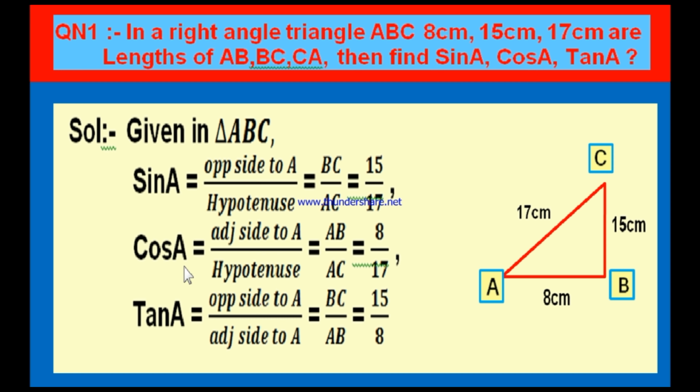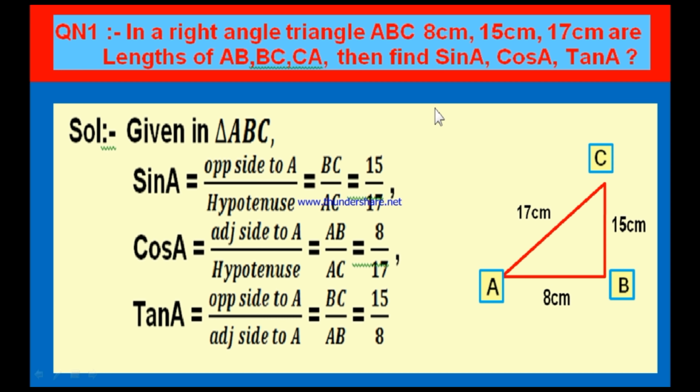Now, let us find cos A. What is the formula to find cos A? Cos A is equal to adjacent side to A by hypotenuse. For the angle A, what is adjacent side? Adjacent side is this AB. By hypotenuse is AC. Therefore, cos A is equal to AB by AC. What is AB value? AB value is 8 and AC value is 17. Therefore, cos A is equal to 8 by 17.